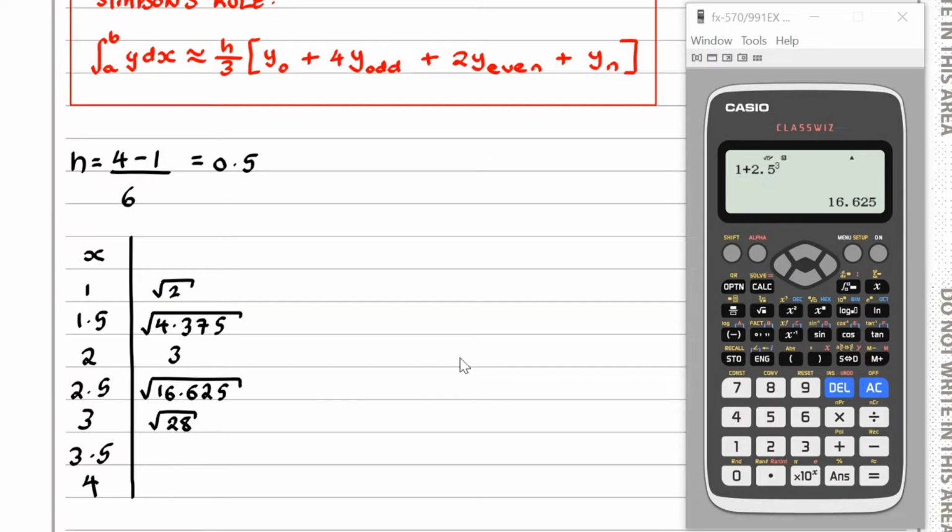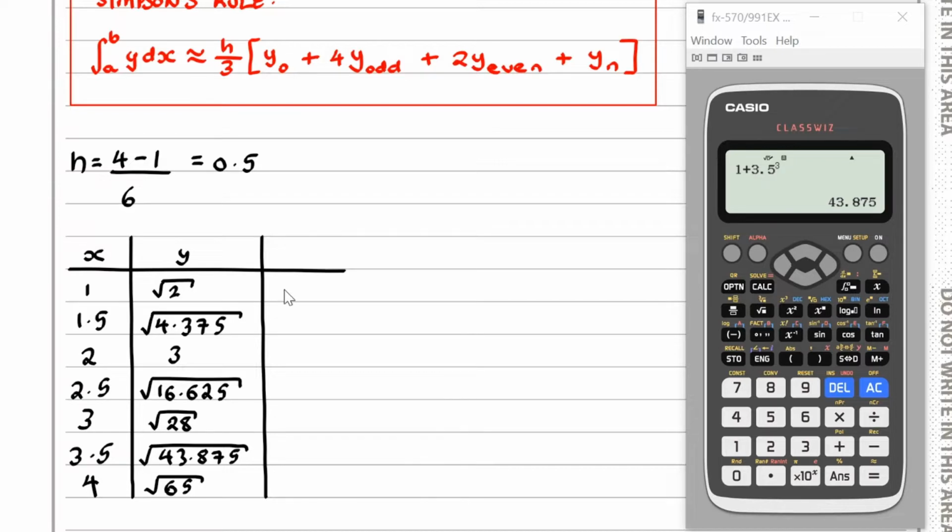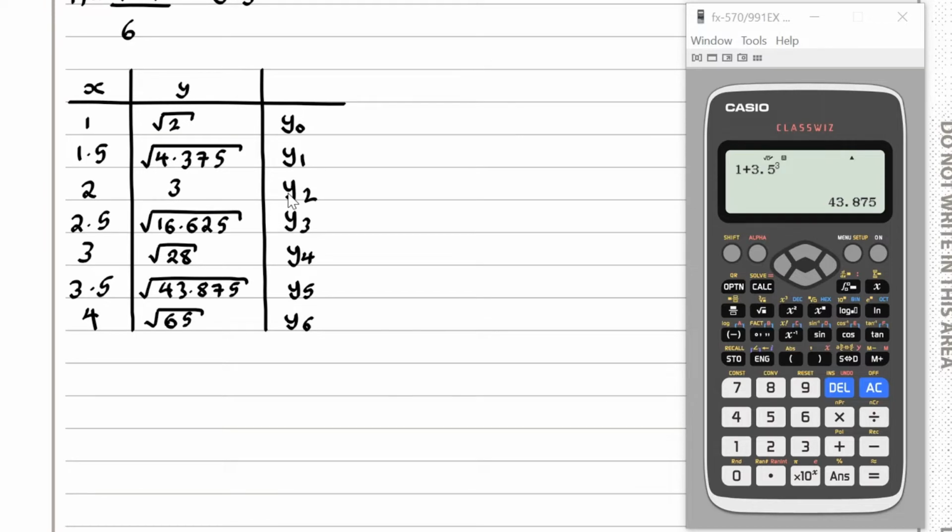And then we have 1 plus 3 cubed square rooted, that would be root 28. And then we have 1 plus 3.5 cubed and then square rooted, so we have the square root of 43.875. Okay, and then we have 1 plus 4 cubed square rooted, so we have the square root of 65. Okay, so now let's actually state these y values. So we have here y0, y1, y2, y3, y4, y5, y6.